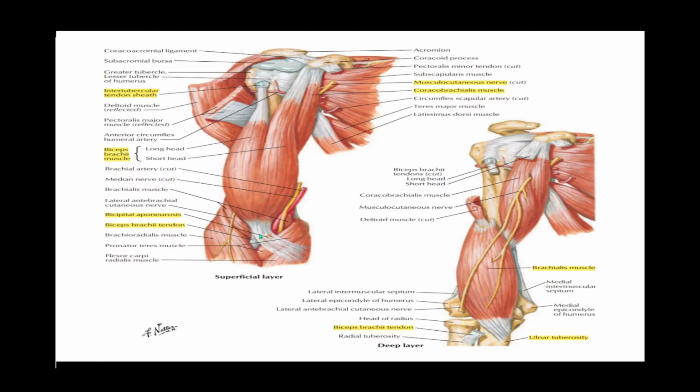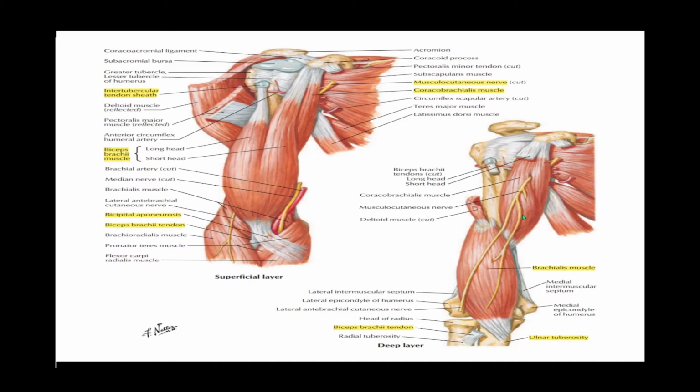via which it attaches to the radius. And then we have this bicipital aponeurosis, which is also a thickened fibrous structure via which the biceps brachii attaches to the fascia of the forearm. So this is just an overview of what the biceps brachii looks like. The biceps brachii essentially flexes the arm. If you pull this way, it's going to lift your forearm, so it flexes the forearm, or flexes the elbow. So that's just a quick summary of the biceps brachii.